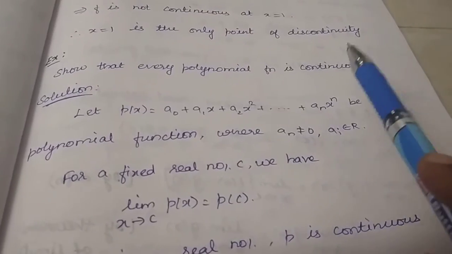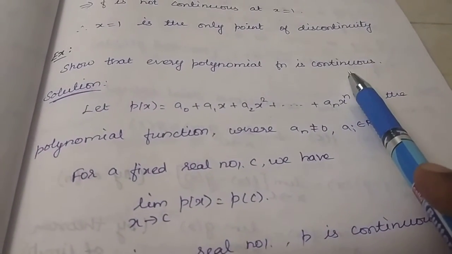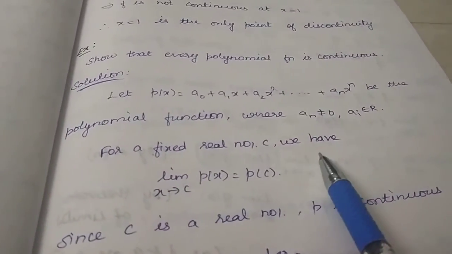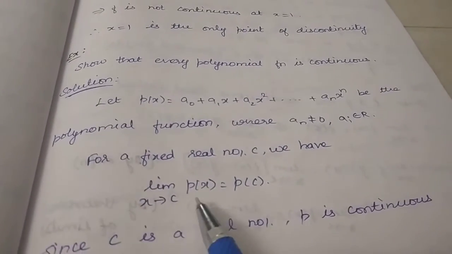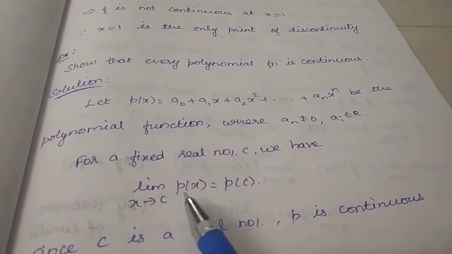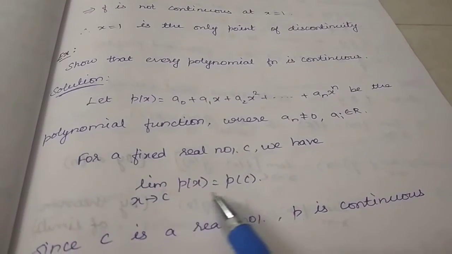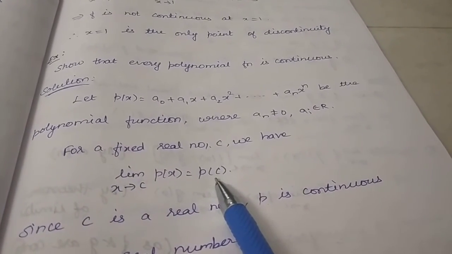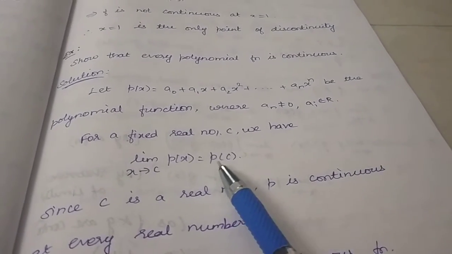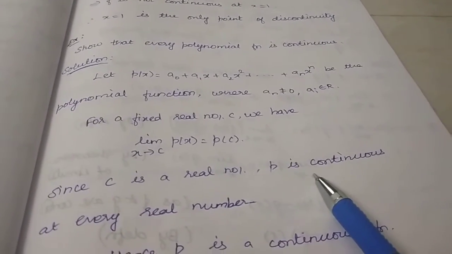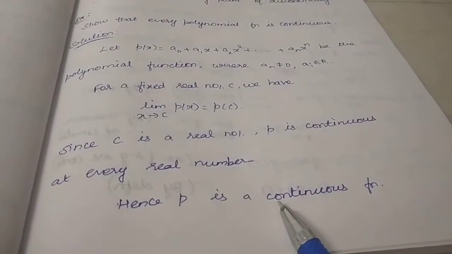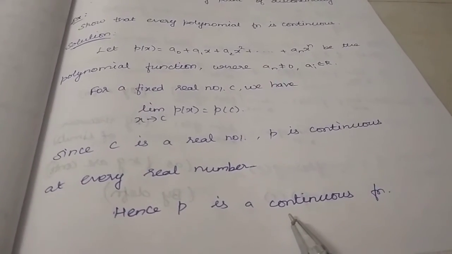Then to prove continuous, let us take a real number c. For a fixed real number c, we have limit x tending to c of p of x equal to, p of x means let us replace this x terms with c. So we will be getting the result as simply p of c. Since c is a real number, this p is continuous at every real number. Hence p is a continuous function. So this is the result we have to prove.